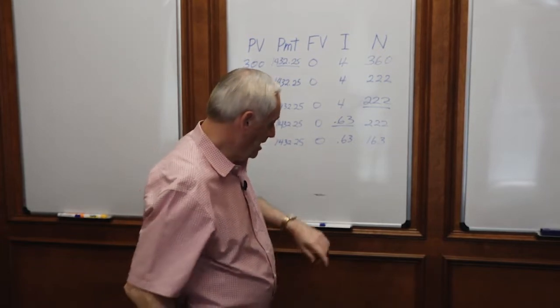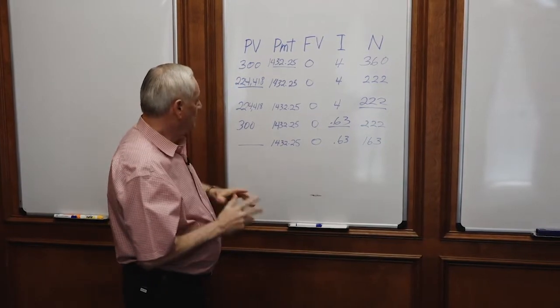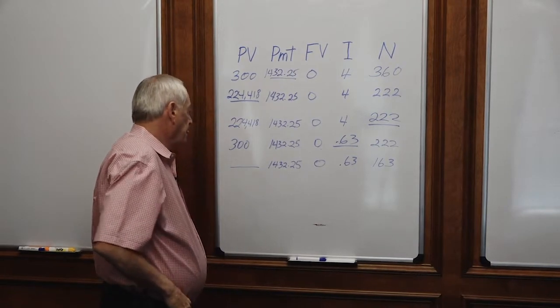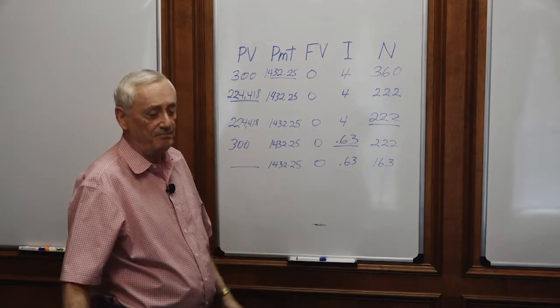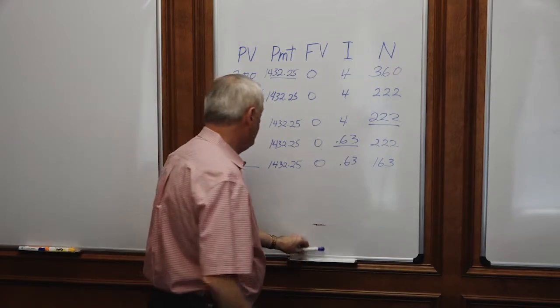All right, so we've got one last problem to solve, and that is the balloon. How do I figure a balloon? Well, again, if you know three, you just solve for the fourth. All right, so you're going to have to think with me on this one now. Let's say this is a 5-year balloon.